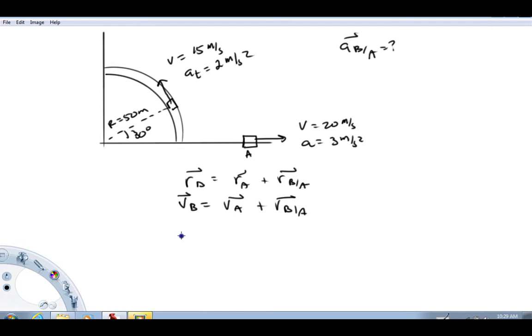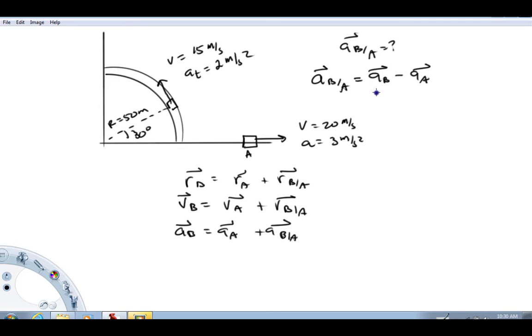And I can also write another one for accelerations. Acceleration of B is going to equal acceleration of A plus acceleration of B with respect to A. So this is what I'm trying to find, the acceleration of B with respect to A. You'll notice it's equal to acceleration of B minus acceleration of A. So I'm going to write that down up here. Acceleration of B with respect to A is equal to acceleration of B minus acceleration of A.